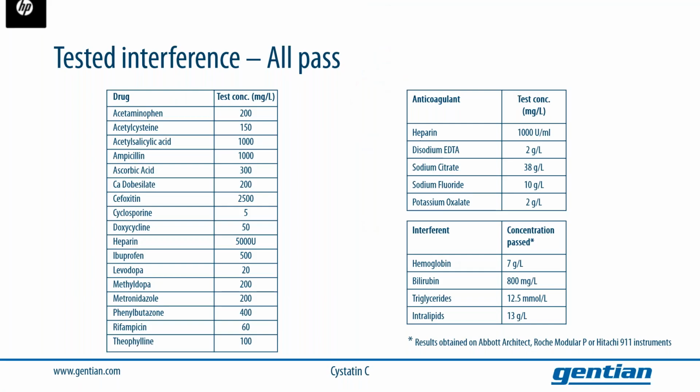We are very committed to quality at Gentian, and therefore we test interference against several components, like for example, common drugs that patients take. We also test it against the anticoagulants in the test tubes and against common components in the blood. In this case, triglycerides, lipids, bilirubin, and hemoglobin. The concentration tested, you can see in the right columns of these tables, and our assay passed the interference test at all these concentrations.